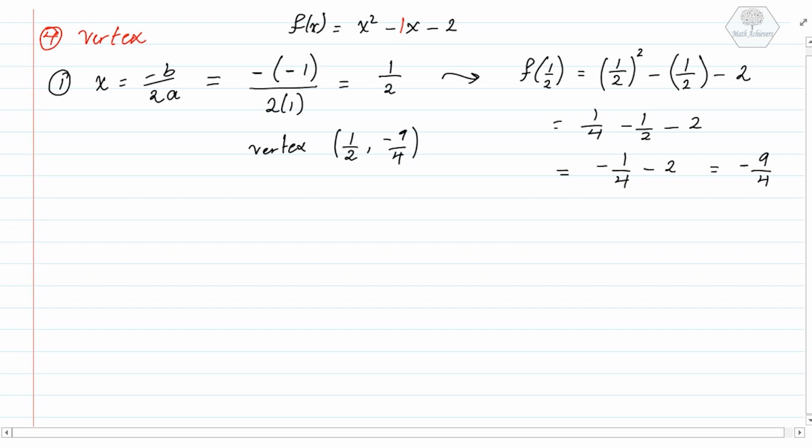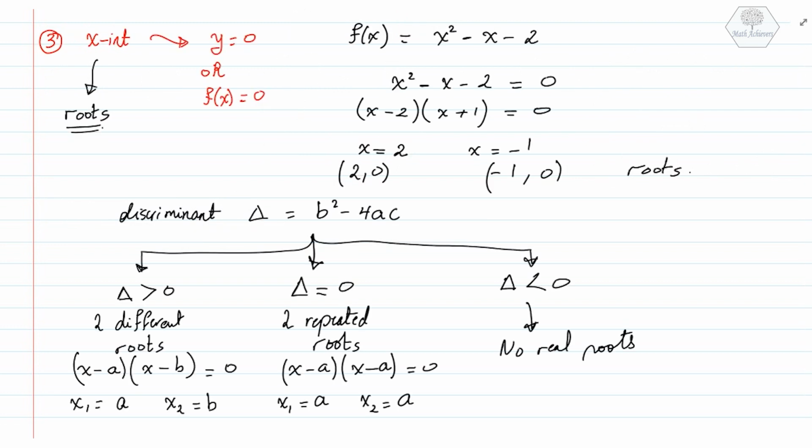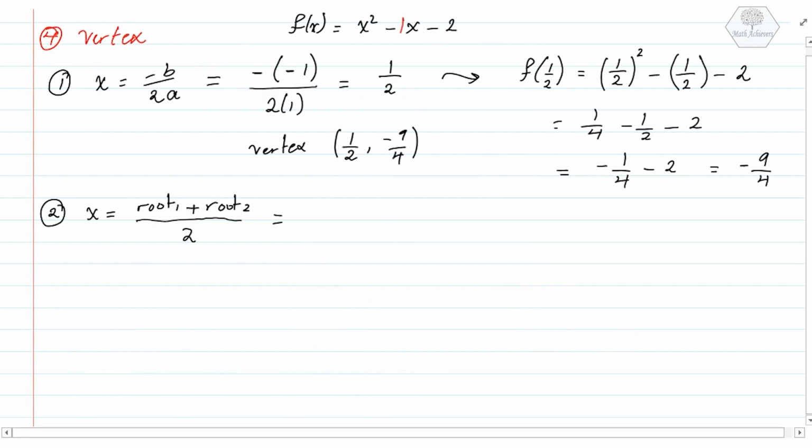This is my vertex. The second way to find the vertex is that the x-coordinate is equal to root 1 plus root 2 divided by 2. We can get back to our roots. We have 2 as a root and minus 1 as a root. So it's simply 2 plus the minus 1 over 2, which is 1 over 2. And to find the y-coordinate, it's simply f of half.